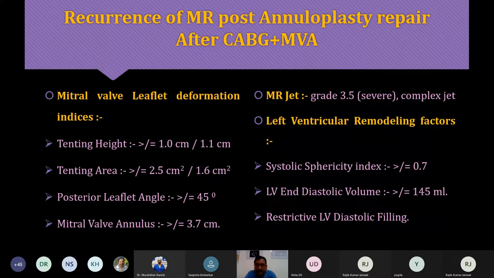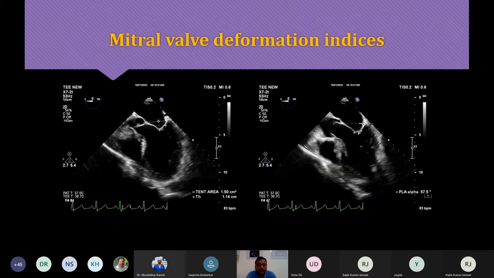After annuloplasty, there are chances of recurrence, and these are the factors which are important for the recurrence of ischemic MR after CABG. If you have higher tenting areas, higher tenting heights, more leaflet angles, and more annular dimensions, there are more chances that this particular mitral valve repair may fail and the MR may reappear. So it is better to replace such valves.